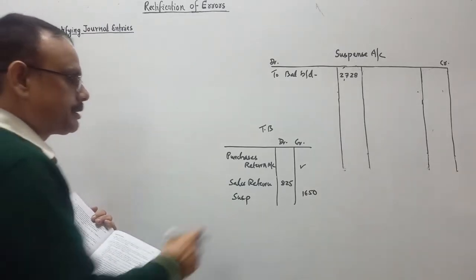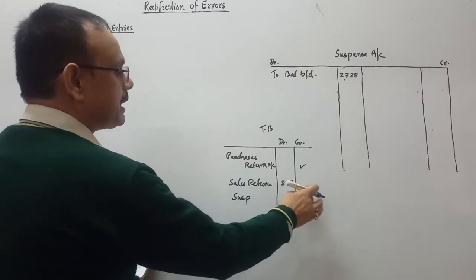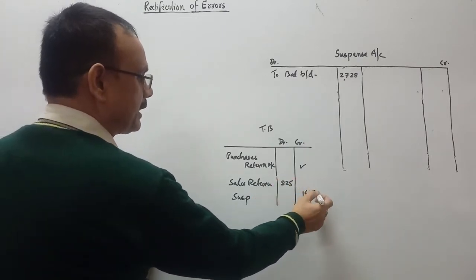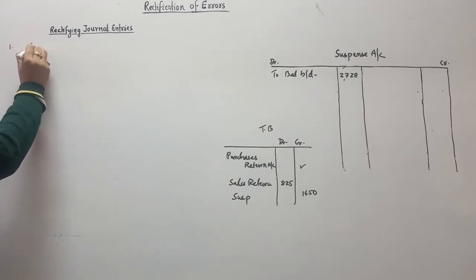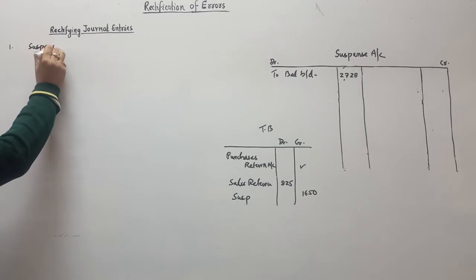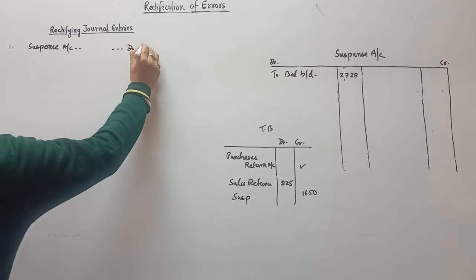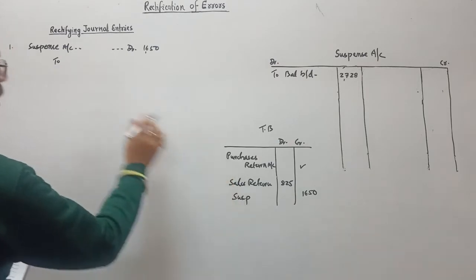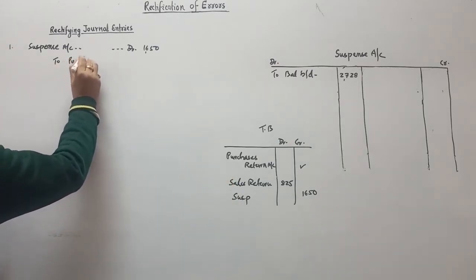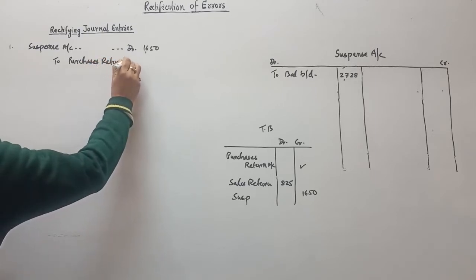1650 rupees. Instead of this side, you have written this side. So the suspense account will be on the credit side by 1650. The rectifying entry: first, debit the suspense account for cancellation by 1650 rupees, and next, the purchase return account should be at the right place.